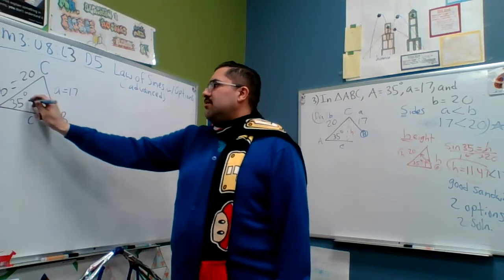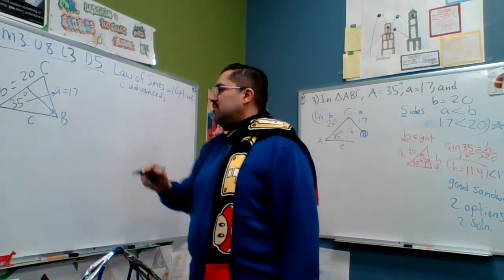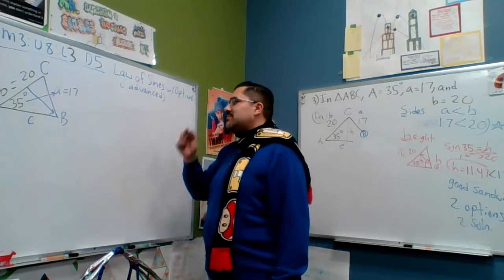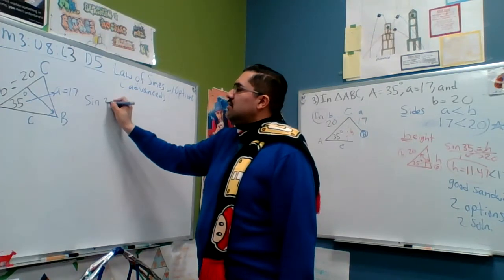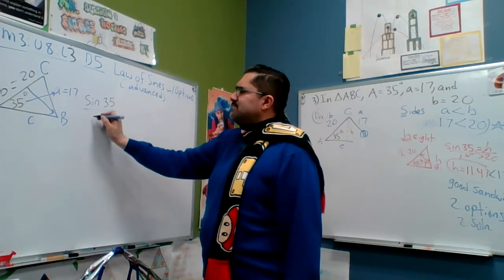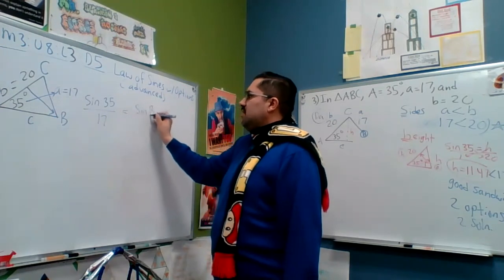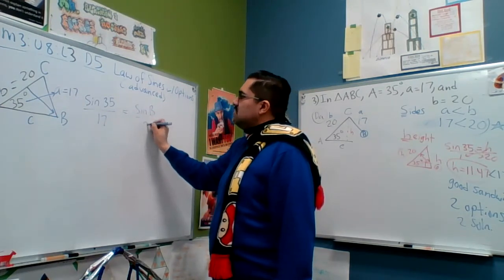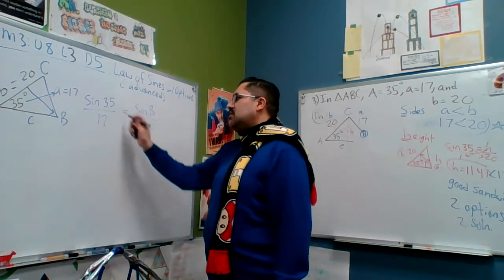Okay. These two match. So we're going to go sine 35 over 17 equals sine B, which I want to know how big that angle is, over 20. Okay, so that's using all my blue information.